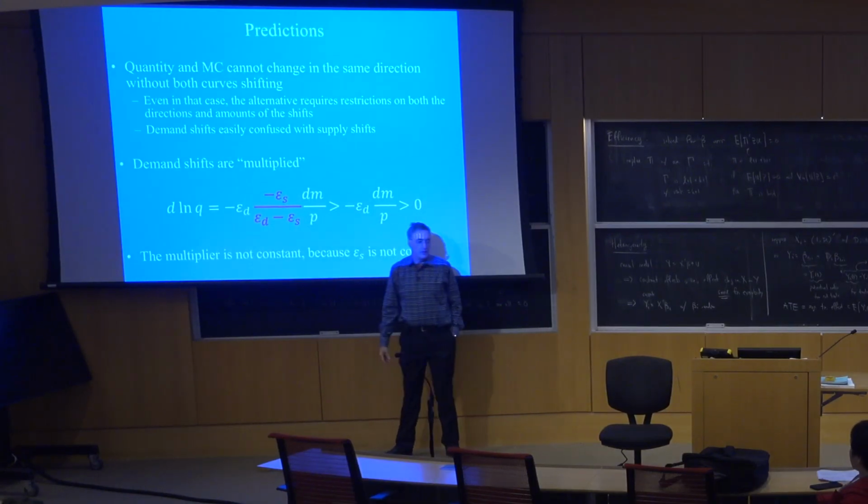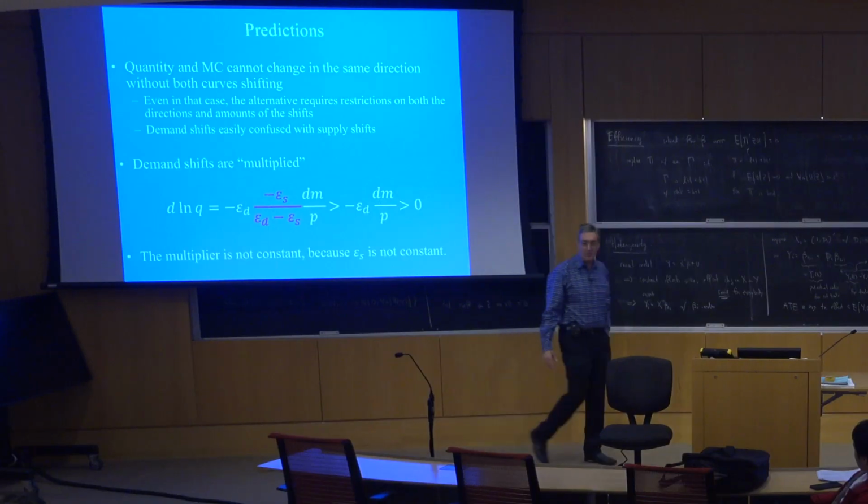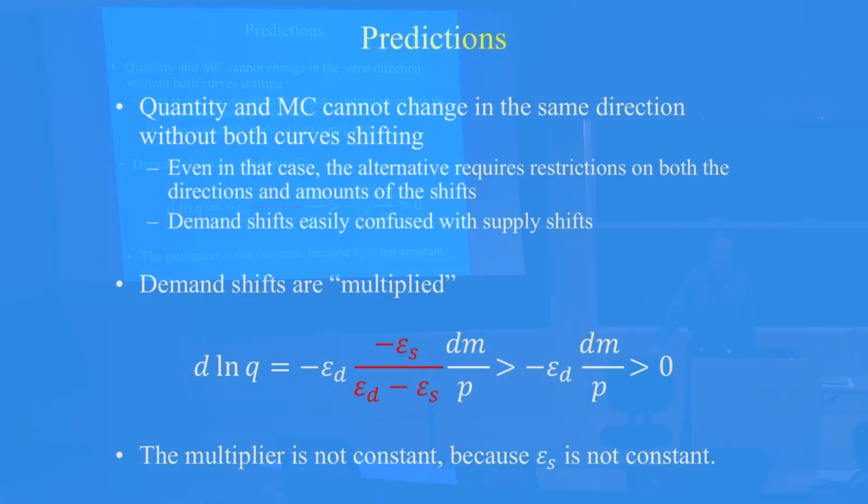So we have a multiplier, if you will, not a heterodox multiplier like they have in macro. It's a multiplier in that a shift in demand, of course, makes more quantity, but it also moves us down the supply curve, which further increases the quantity. So that's the sense in which we have a multiplier here. So that's one result that we have.